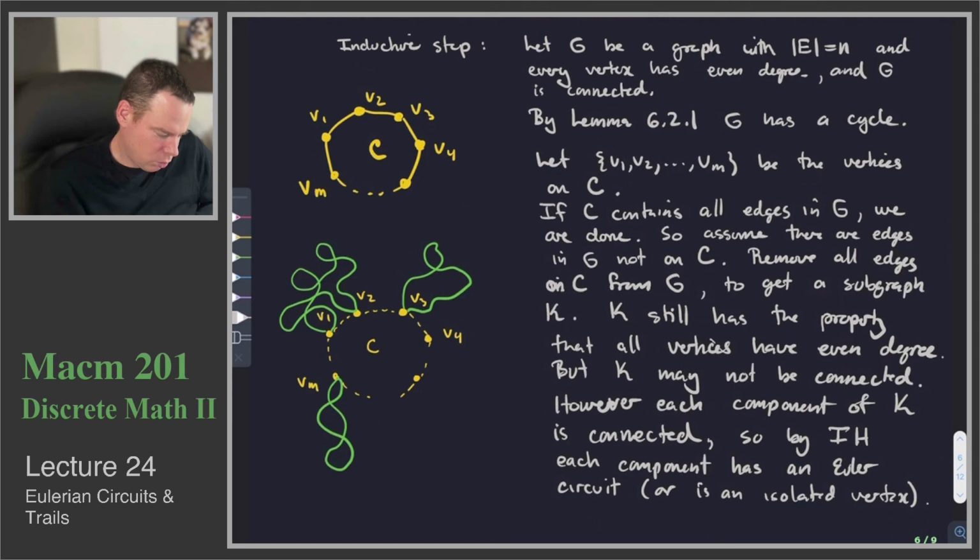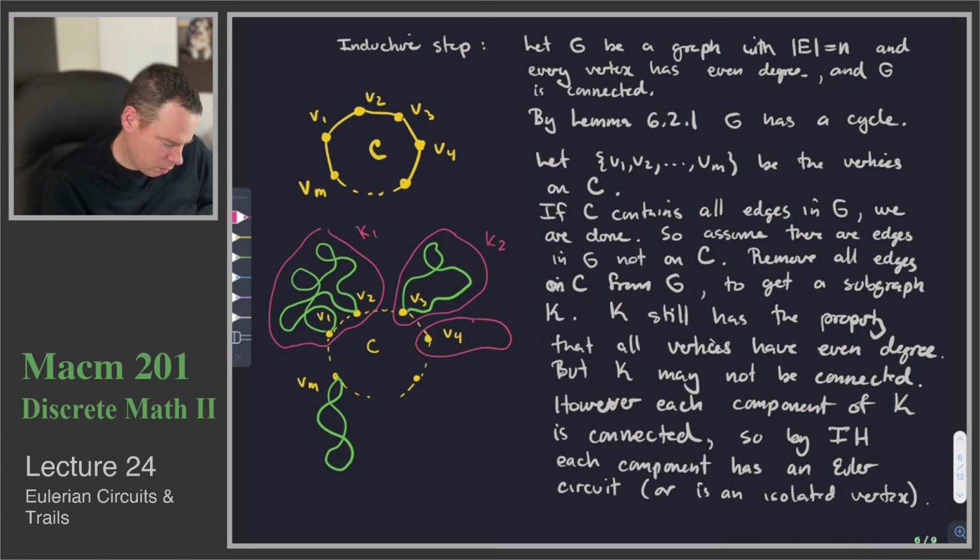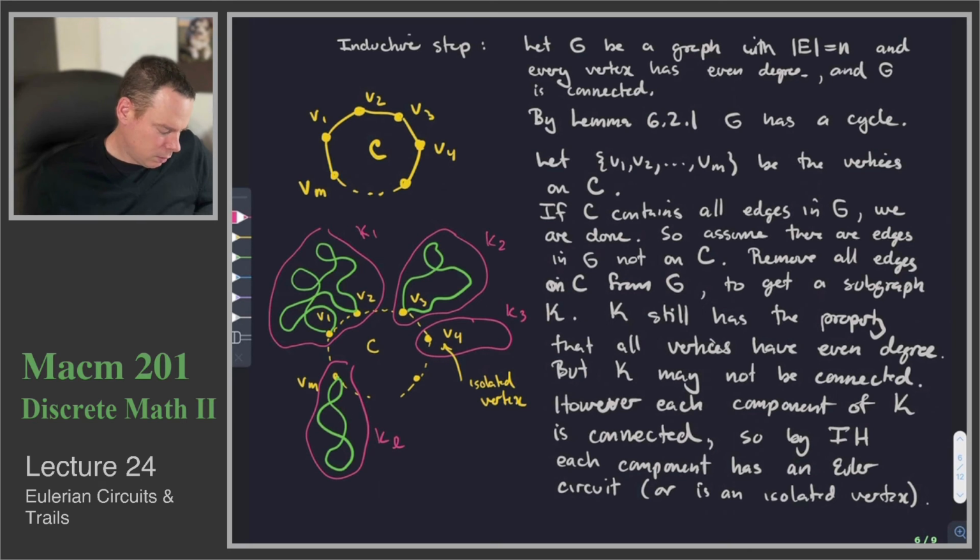So in terms of our picture over here, once we've removed those edges, we get these components. So here's a component, we'll call that K1. Here's another component, we can call that K2. There's another component here, we'll call that K3. This component just consists of an isolated vertex. And we just keep going around. We get this component here, that's K sub L, let's say. So we get all of these components when we remove the edges from C.